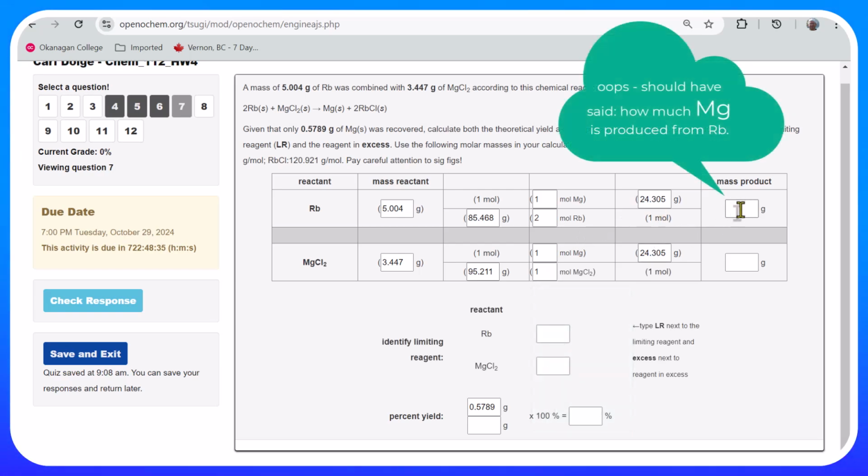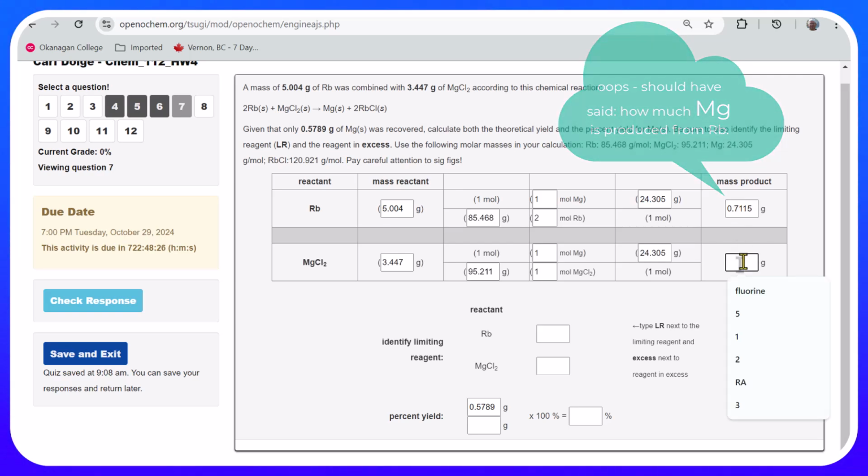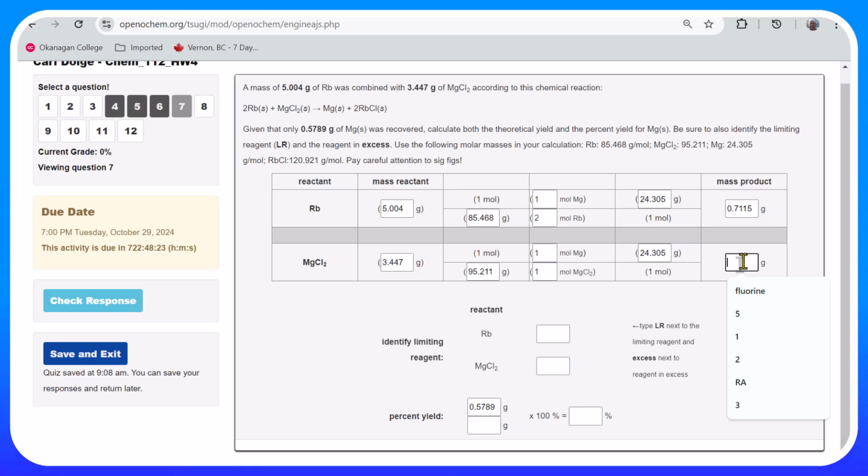Now, if we calculate how much magnesium will be produced from the rubidium, we find that it's 0.7115 grams. And then finally, if we calculate how much magnesium is produced from the magnesium chloride, it's 0.8799 grams. One of the things that you should be careful of when you input values is make sure there's no space at the beginning of the number. And if the number is less than 1, be sure to include the 0.